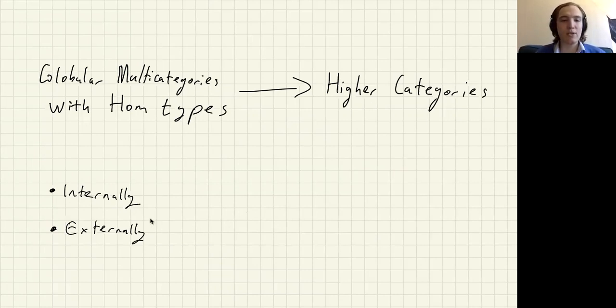And there'll be two types of higher categorical structure that we'll consider. On the one hand, if we look at a type inside a globular multicategory, then we would expect that type to behave like some kind of weak higher category. So the types in a type theory behave like weak omega groupoids.